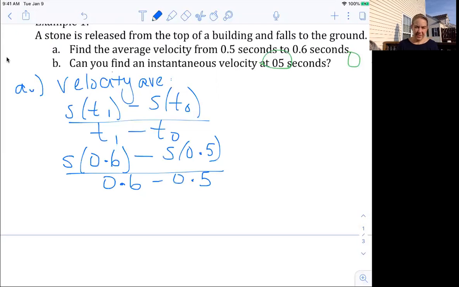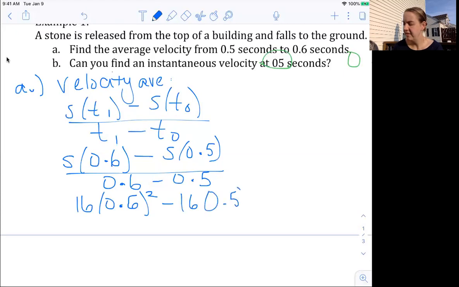Now, I have to stress, because when you go to do practice problems, this 16t squared is not any average velocity. It's only for a falling object. I have students try to use it everywhere. It's only for a falling object. Are you allowed to use this formula? So the 0.6 goes into that 16t squared. So we have 16 times 0.6 squared minus 16 times 0.5 squared over 0.6 minus 0.5.